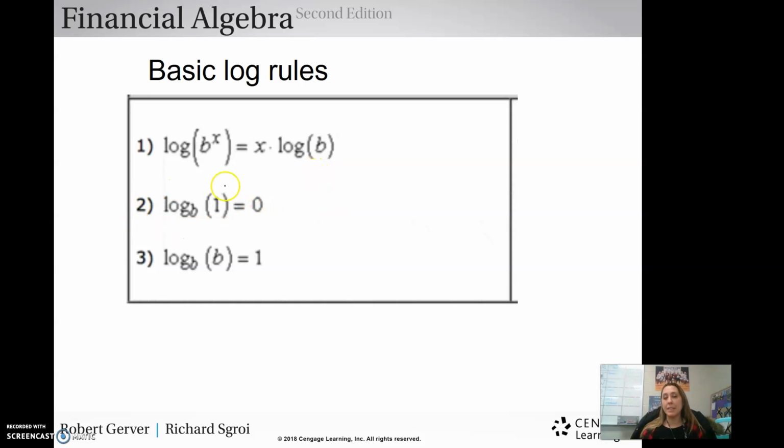These are just good basic rules for you to know: any base that equals 1 is always going to equal 0, no matter what this base is. It could be 10, it could be 450, it could be negative 7. If it's equal to 0, it's going to equal 1. And the reason why is that any number to the 0 power is equal to 1. So that's what that says, even though it says b. So b is any number to the 0 power is equal to 1.